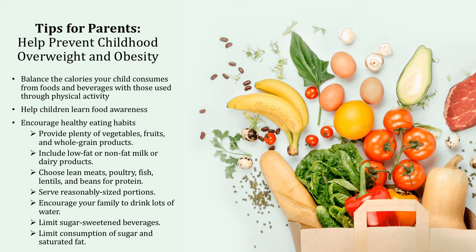As a parent, you may be wondering what you can do to help your child from becoming overweight and obese. Some tips here include balancing the calories your child consumes from foods and beverages with those used through physical activity, helping your children learn food awareness by encouraging healthy eating habits, such as providing plenty of fruits, vegetables, and whole grain products, including low-fat or non-fat dairy options, choosing lean meats, serving reasonably sized portions, and encouraging your family to drink water over juices and sugary beverages.